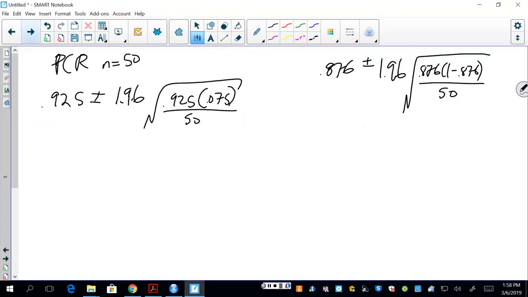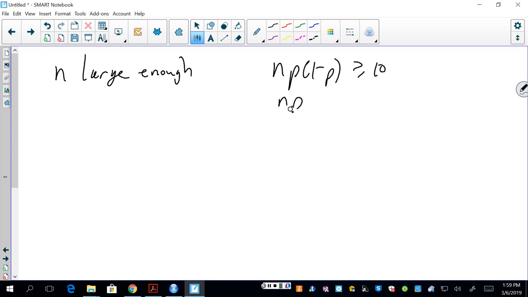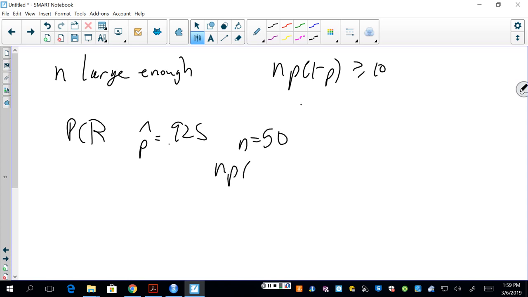Now, I need to backtrack just a little bit, because we really do want n large enough. Something like n times p times 1 minus p greater than or equal to 10, or n times p; there are a couple of ways that's phrased. We just don't want it too small. So for the PCR one, for sensitivity, p hat was 0.925. If we really had just 50, n times p times 1 minus p is a little bit small for the normal approximation to work out so well.